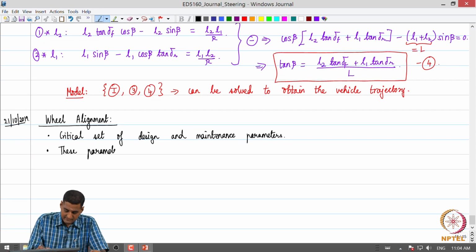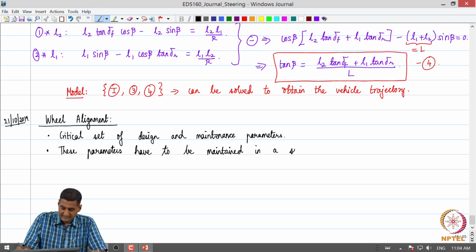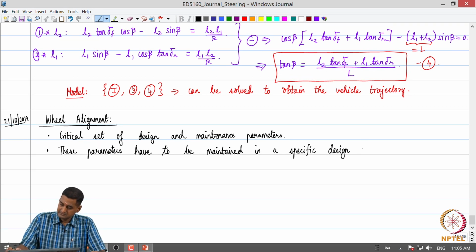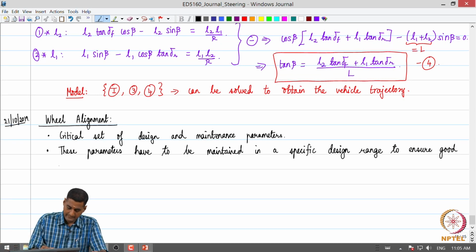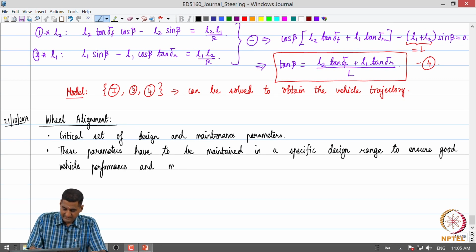These parameters have to be maintained in a specific design range to ensure good vehicle performance, particularly cornering performance, and maximizing tire life.